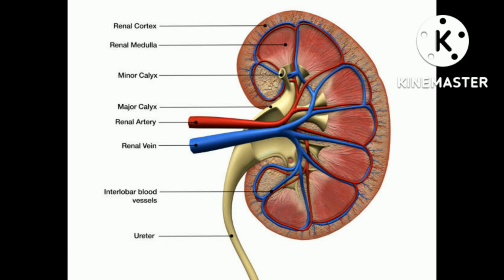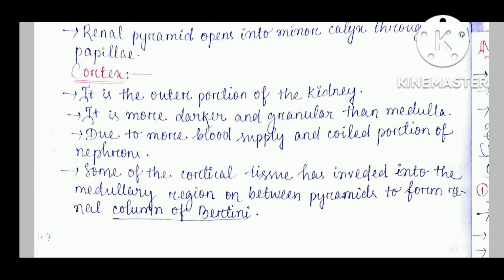Cortex. It is the outer portion of the kidney. It is darker and more granular than medulla. Due to more blood supply and the coiled portion of the nephrons, some of the cortical tissue is embedded into the medullary region between pyramids to form the renal columns of Bertini.